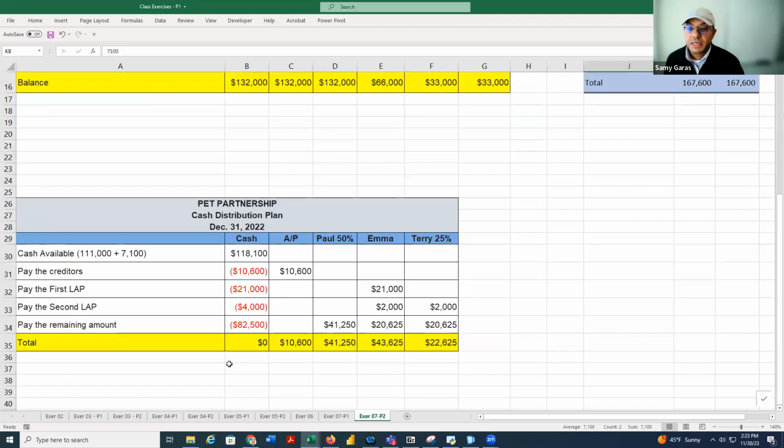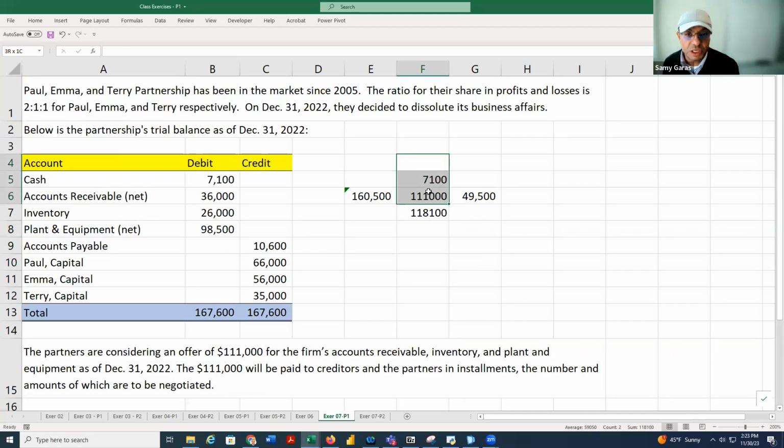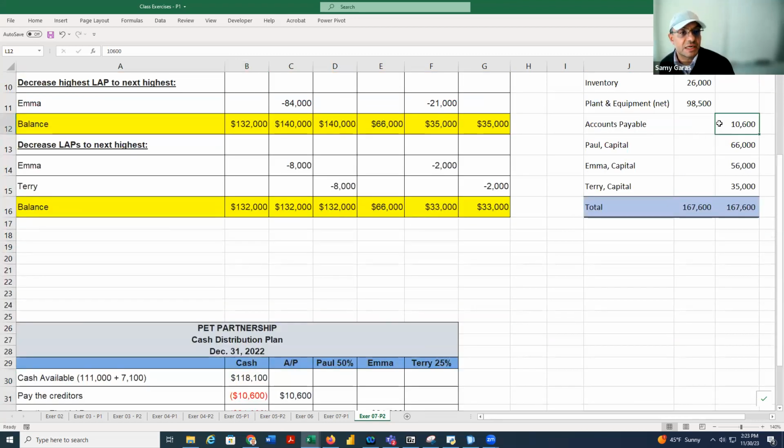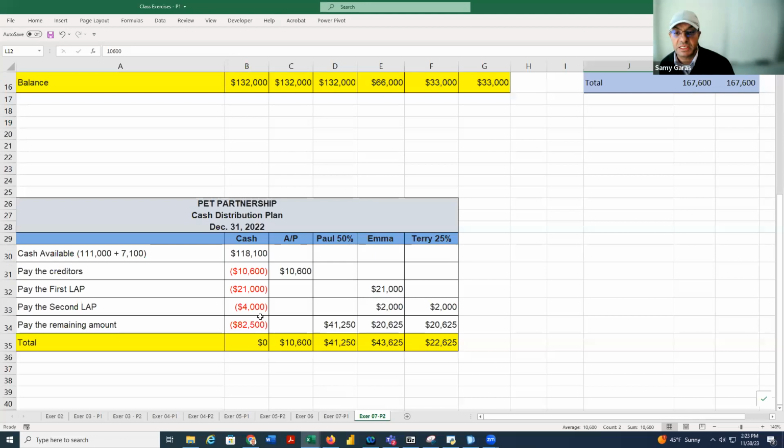So if we add them together, we get 118,100, which I explained here. The total of these two numbers will give me 118,100. So first we said in the cash, we need to pay the liabilities. How much are the liabilities here? Accounts payable, 10,600. Then the remaining balance after this deduction should go to Paul, Emma, and Terry.